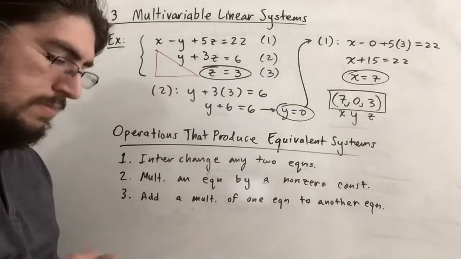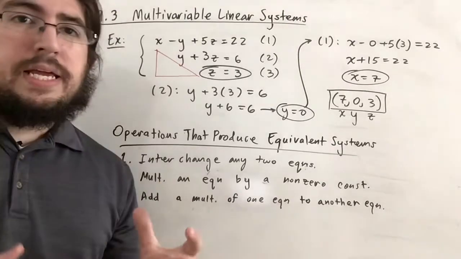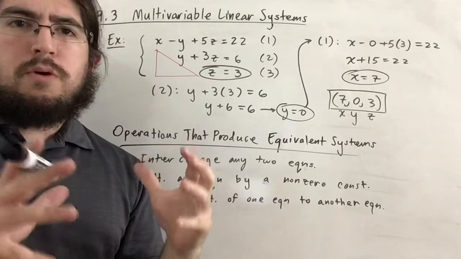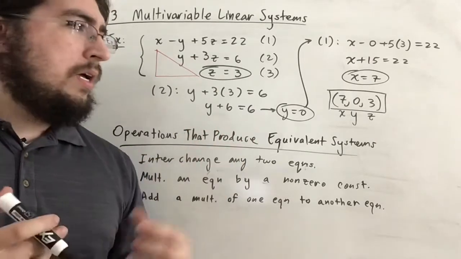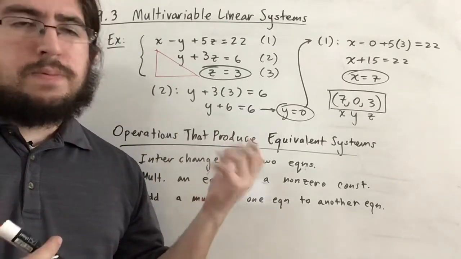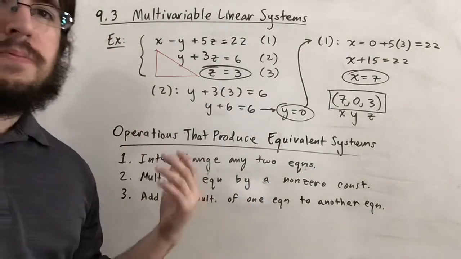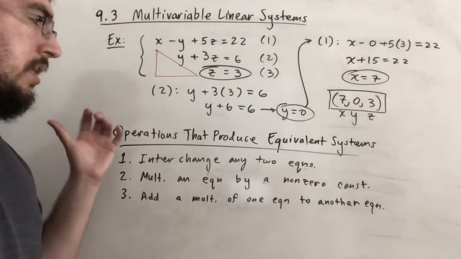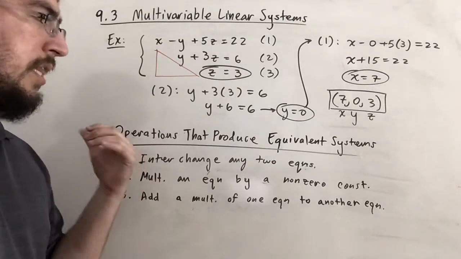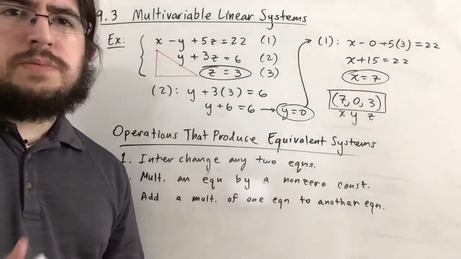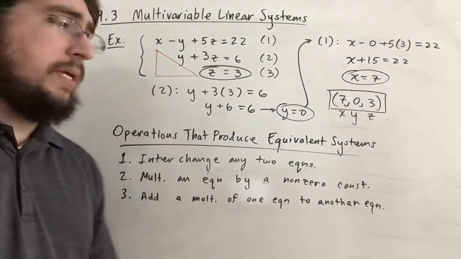Great. Now, the goal really is, if you have not something so simple like this, but a more full system of equations with three variables and three equations, or even more, we want to use a procedure of three operations that will produce equivalent systems. Equivalent systems are systems that have the same solution.